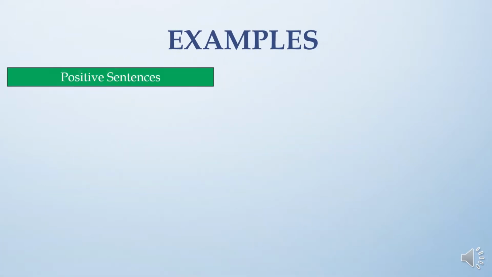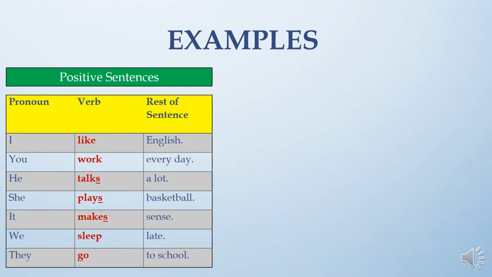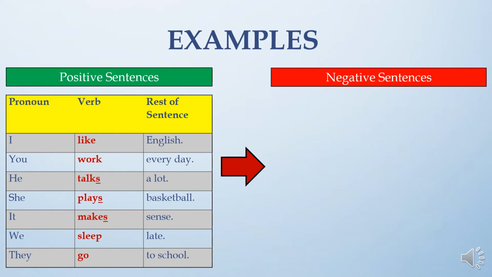So for example, we have our positive sentences here that say, I like English. You work every day. He talks a lot. She plays basketball. It makes sense. We sleep late. They go to school. Now we're going to turn these sentences into negative sentences. And how do we do that?